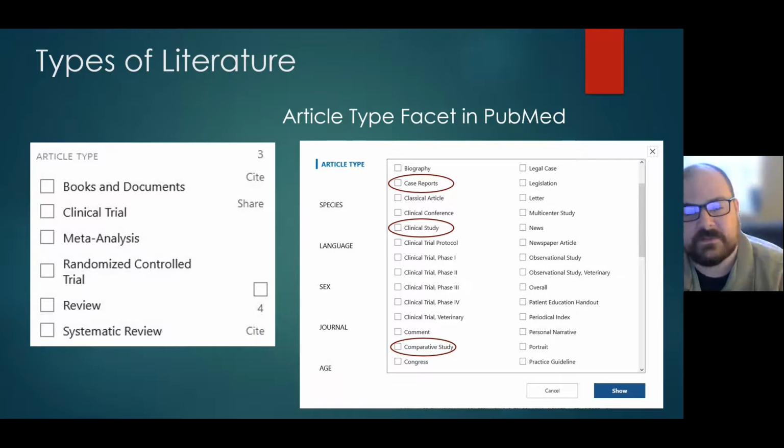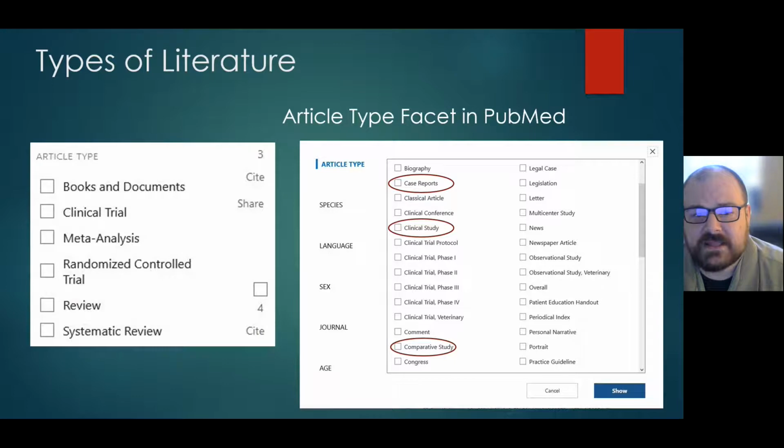When you first pull up the PubMed site, you'll find on the left there are facets including article type. You'll see in the box to the left of this slide, I have mine set to books and documents, clinical trials, meta-analysis, RCTs, reviews, and systematic reviews. Yours might look different than that because you can actually customize what you find here.